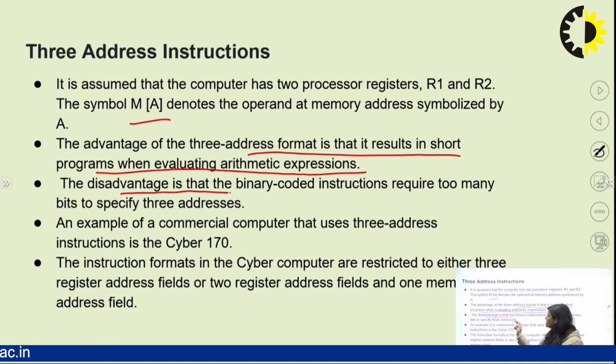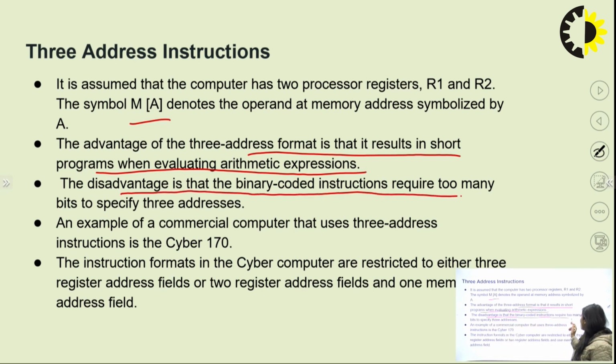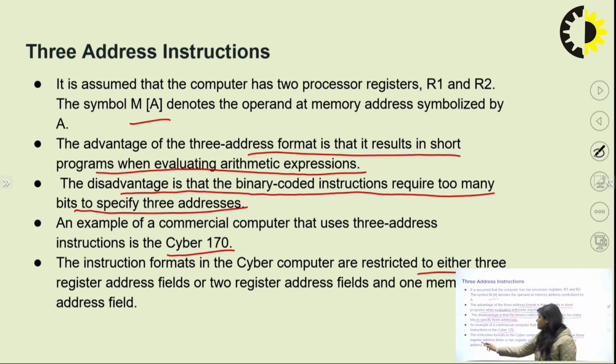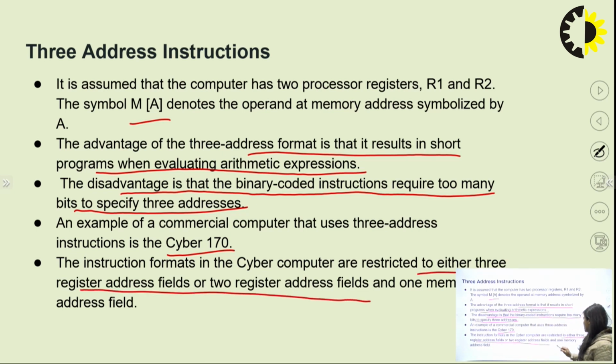What is that disadvantage? The binary coded instruction requires too many bits to specify 3 addresses. We need so many bits to express this 3 address instruction. An example of a commercial computer that uses 3 address instruction is the Cyber 170. The instruction formats in the Cyber computer are restricted to either 3 register address fields or 2 register address fields and 1 memory address field.